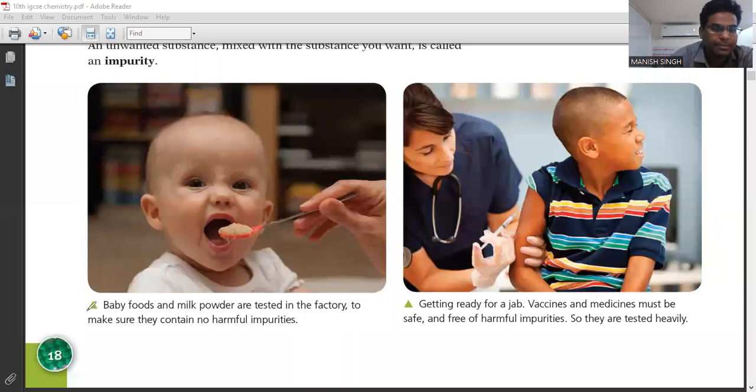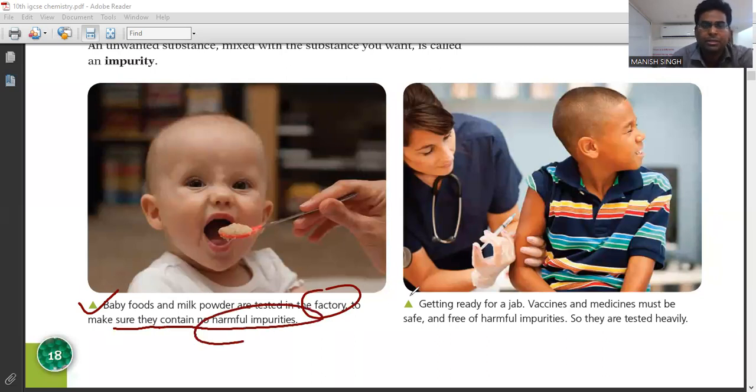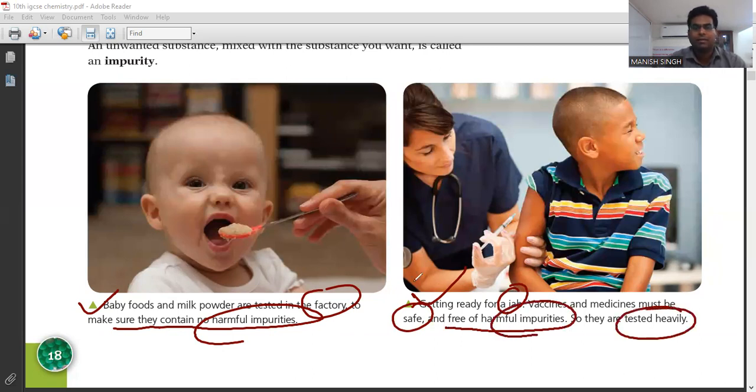For example, baby food and milk powder are tested in the factory to make sure they contain no harmful impurities. Right? Vaccines and medicines must be safe and free from harmful impurities, so they are tested heavily.